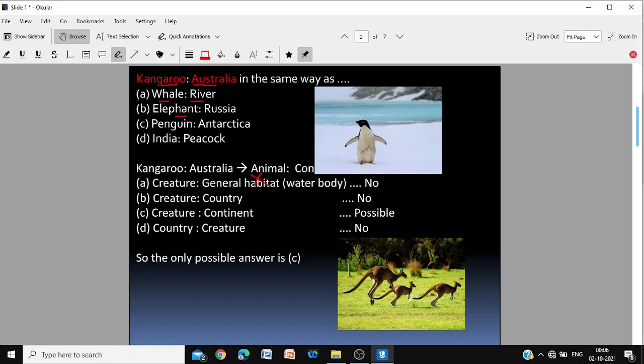Elephant Russia. We have creature, country. Russia is not a continent, it's a country. Then, the next one, Penguin Antarctica. There is a creature and continent. This is possible. India Peacock. First of all, it's a country, and then we should have the creature first and then the continent. Here the creature is coming afterwards, and also it's not a continent, it's a country. So again, this is cross. So the only possible one is option C, Penguin Antarctica. So the answer will be C.